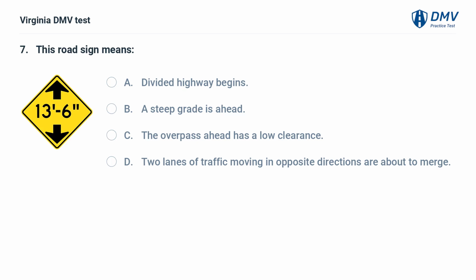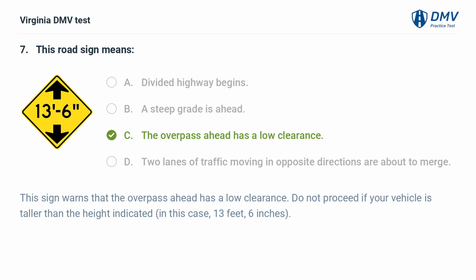This road sign means A. Divided highway begins. B. A steep grade is ahead. C. The overpass ahead has a low clearance. D. Two lanes of traffic moving in opposite directions are about to merge.